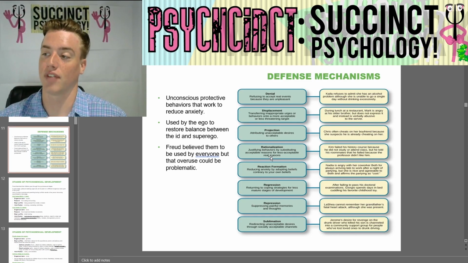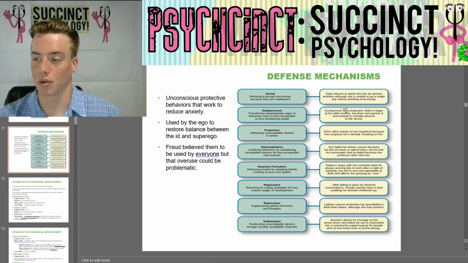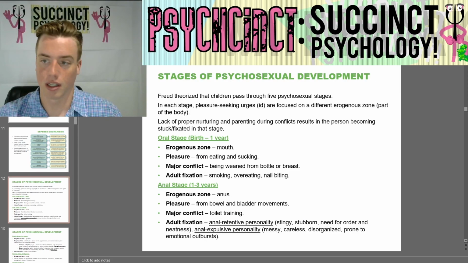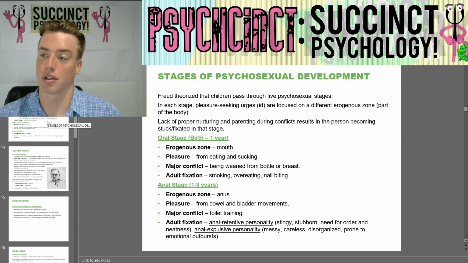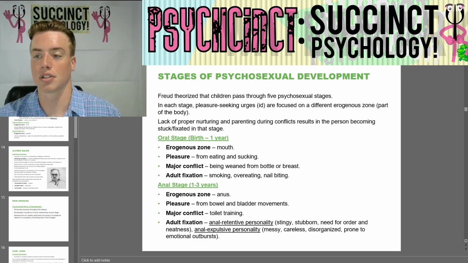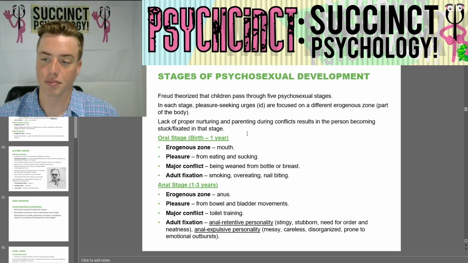And if I went a little too fast, you can always pause the video and go through this. It's good: each defense mechanism along with a good example. So, continuing on, next we have the stages of psychosexual development. Freud theorized that children pass through five psychosexual stages. In each stage, pleasure-seeking urges, the id, are focused on a different erogenous zone or part of the body. Now, lack of proper nurturing and parenting during conflicts results in the person becoming stuck or fixated in that stage.